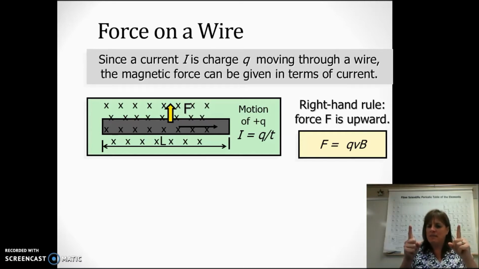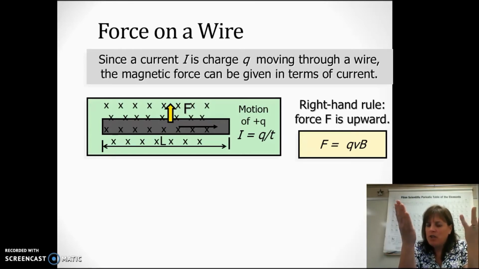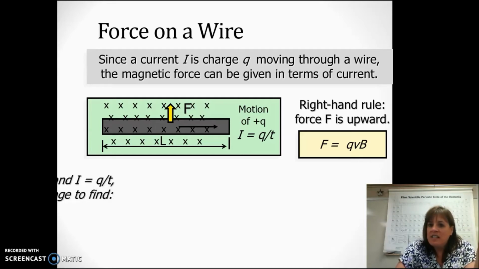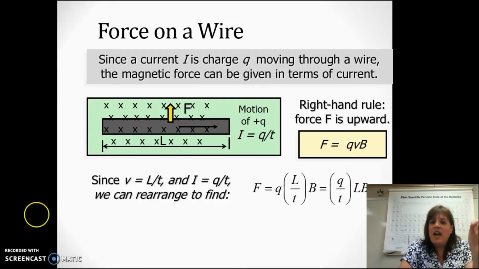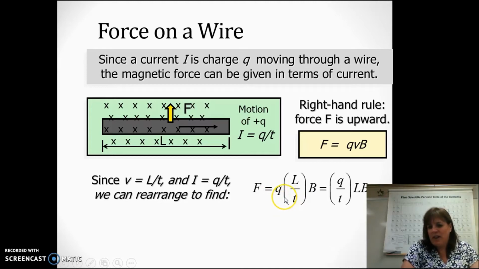Well, think about velocity. What is velocity? Does velocity have a time component to it? Sure, velocity is distance over time. So how about we think about distance in terms of length? Length of the wire over time. If I substitute that in for velocity, then I have my velocity component now as length over time, distance over time. And if I move that t over, order of operation doesn't really matter, q over t, well, there's current.